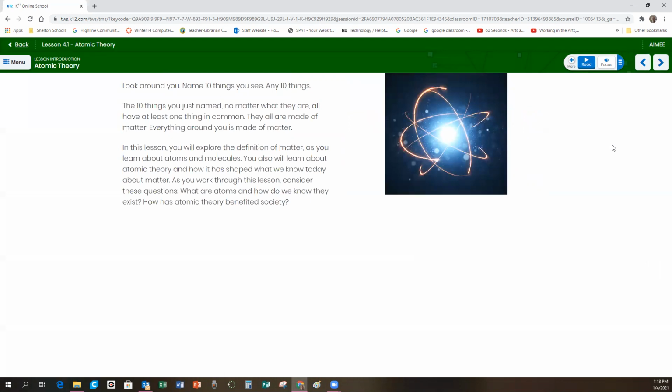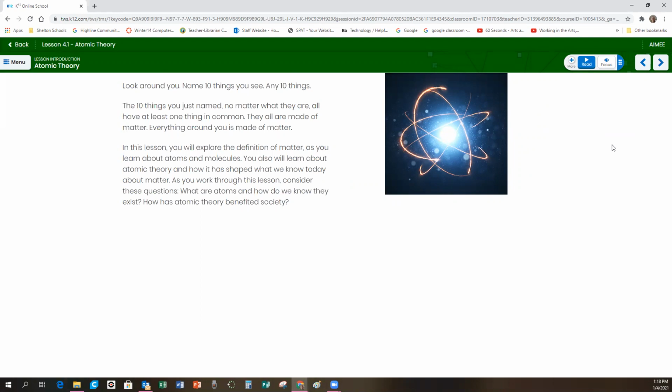Look around you. Name 10 things you see, any 10 things. The 10 things you just named, no matter what they are, all have at least one thing in common. They all are made of matter. Everything around you is made of matter. In this lesson, you will explore the definition of matter as you learn about atoms and molecules. You will also learn about atomic theory and how it has shaped what we know today about matter.